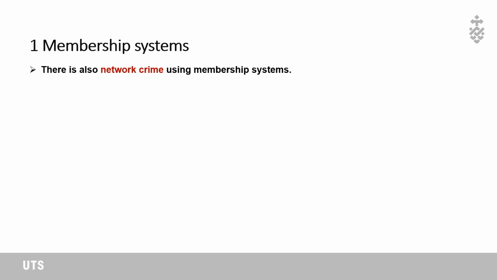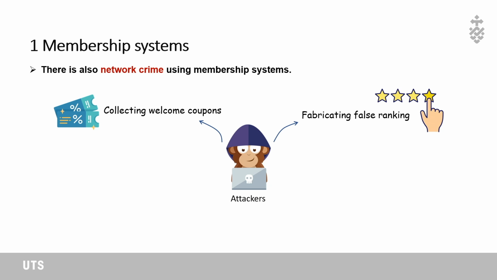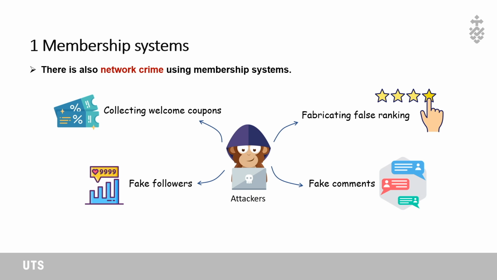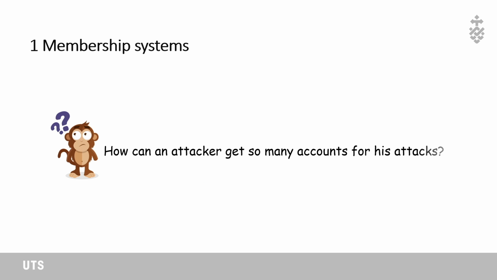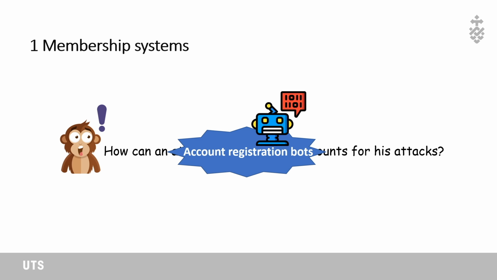However, there is also cybercrime using the membership system, such as collecting welcome coupons, fabricating false rankings, and creating fake followers and comments. Okay, here comes the question: how can an attacker get so many accounts? Yes, the answer is account registration bots. But how can these bots automatically create accounts?